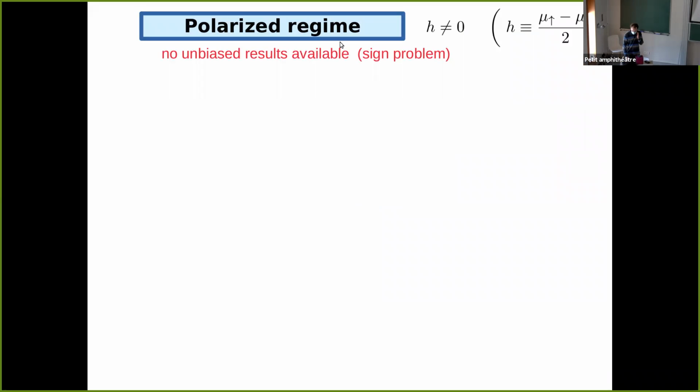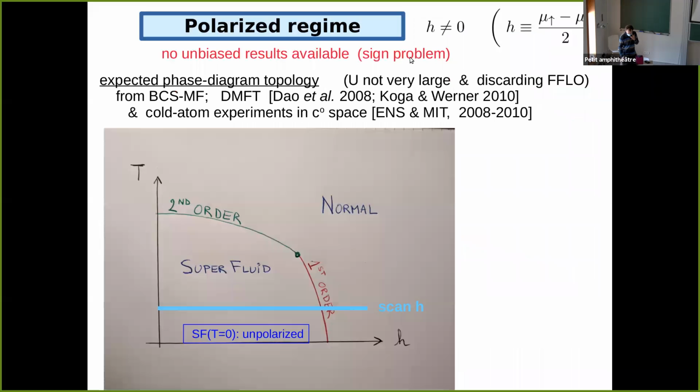Now we go to the polarized regime, so non-zero Zeeman field, where there are no unbiased results available because of the sign problem. The expected phase diagram topology in this regime where U is not very large, discarding FFLO phases, I'll mention that in the end, is the following. It is based on BCS mean field theory and also some DMFT calculations, and also actually cold atom experiments, even though they are done in continuous space so far. So no optical lattice, so it's not the Hubbard model, but the physics can be expected to be similar.